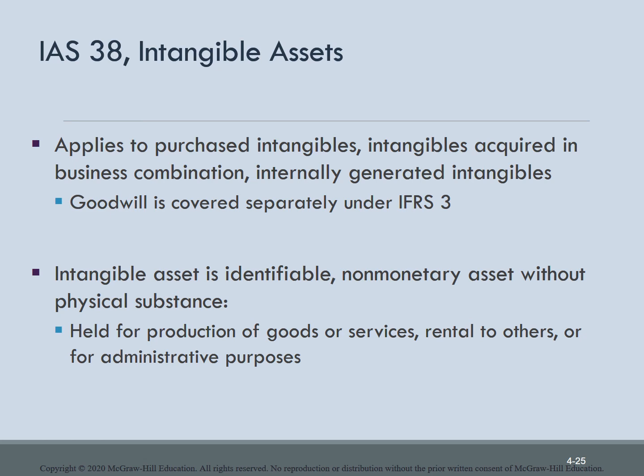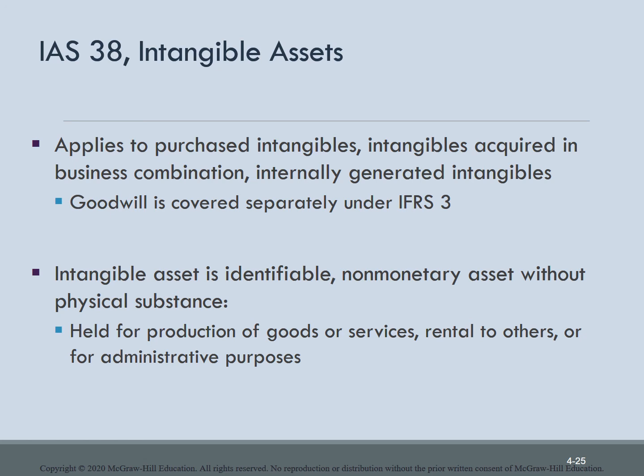So intangible assets in general, a lot of the same rules are going to apply for both US GAAP and IFRS. When we're talking about IAS 38 intangible assets, it applies to purchased intangibles, intangibles acquired in business combinations, as well as internally generated intangibles. Goodwill is covered separately in a different standard, IFRS 3.